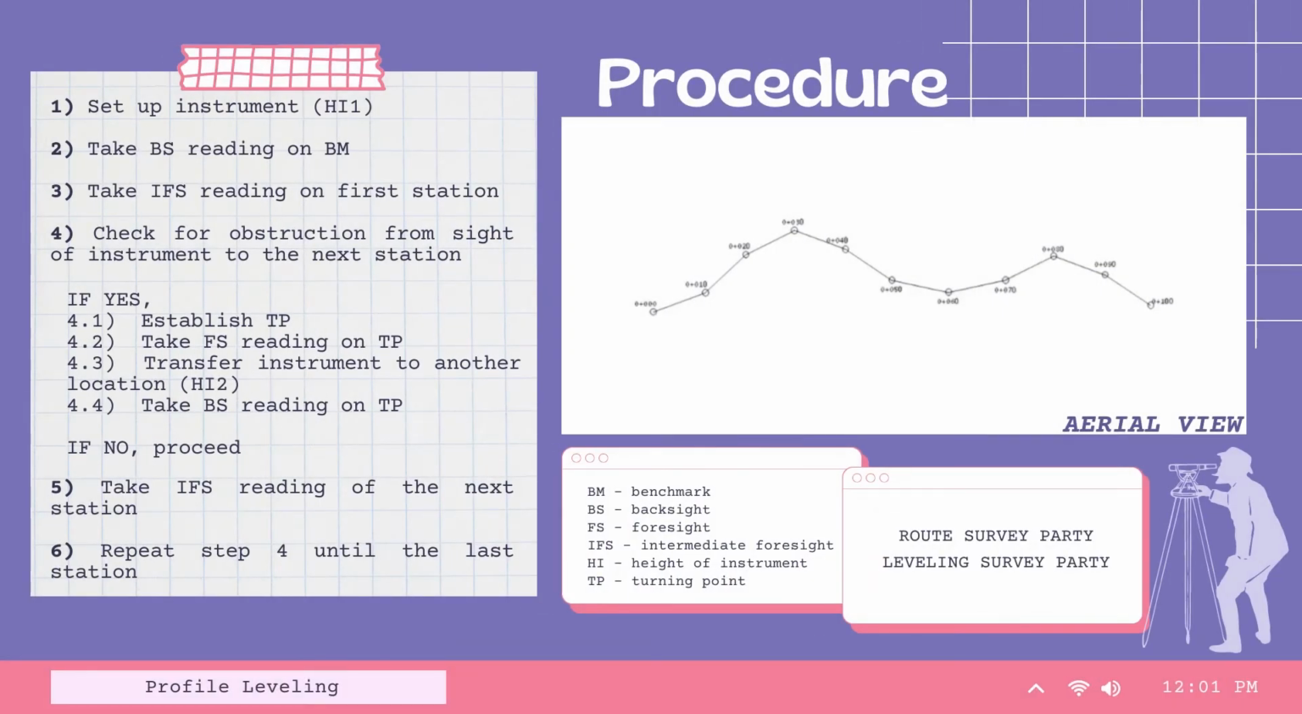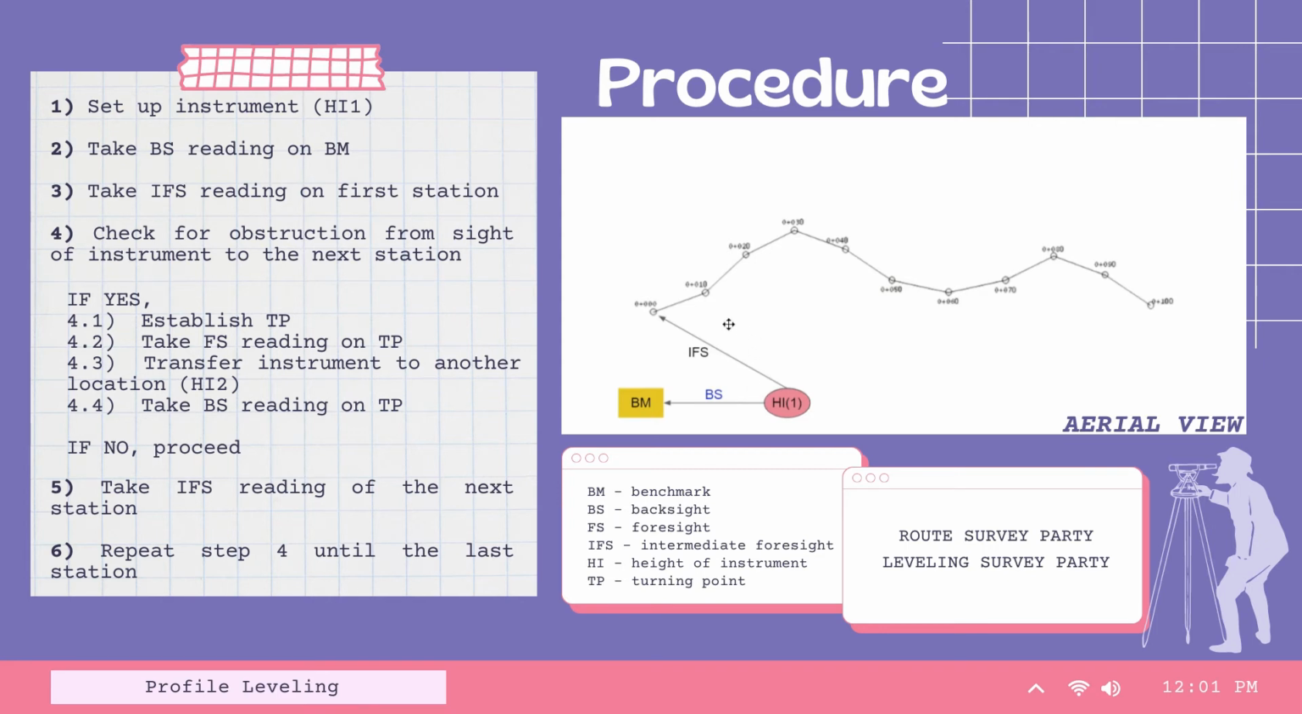Procedure for profile leveling. The profile leveling survey party consists of the route survey party and the leveling survey party. The route survey party assigns full stations and finds the centerline of the route. Here we have 11 full stations, 10 meters apart. The leveling survey party then finds a convenient location for the instrument and sets it up. After leveling the instrument, they take the backsight reading on the benchmark, which has a known elevation. After backsighting the benchmark, they can now proceed to take the intermediate foresight of the first station.